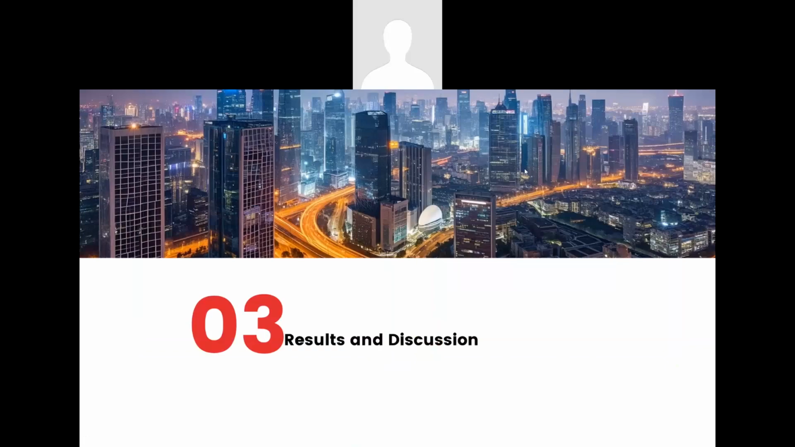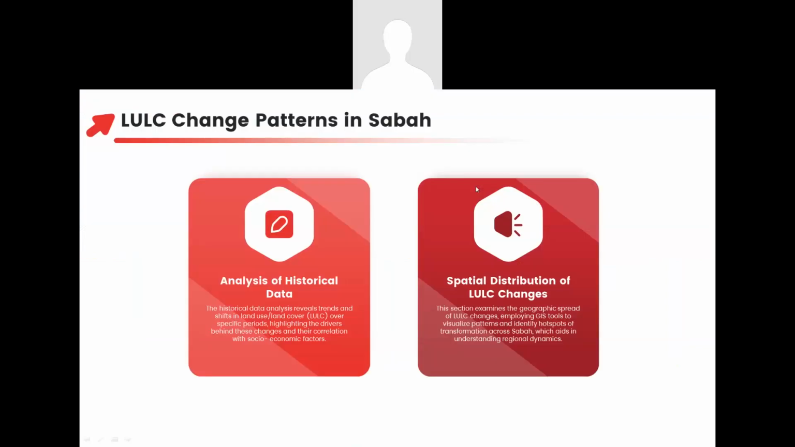So the results and also the discussion is the LULC change pattern in Sabah. Analysis of historical data: the historical data analysis reviews the trend and shift of land use land cover, LULC, over a specific period, highlighting the drivers behind these changes and their correlations with socioeconomic factors.